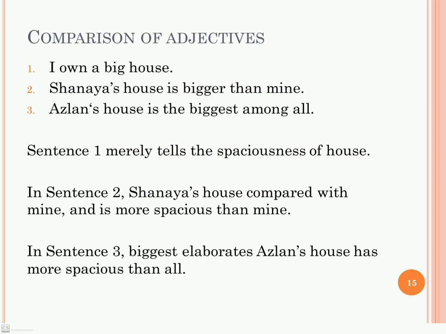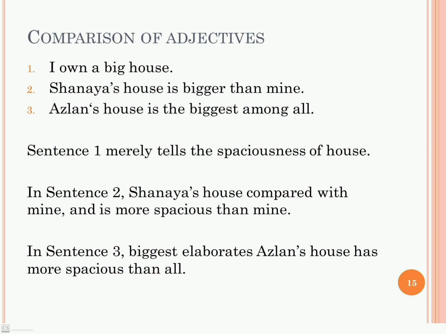There is a comparison between nouns. For example, I own a house. Shanaya's house is bigger than mine. Azlan's house is the biggest among all. Sentence 1 merely tells the spaciousness of my house. In sentence 2, Shanaya's house is compared with mine and is more spacious than mine. And in sentence 3, biggest elaborates that Azlan's house is more spacious than all.